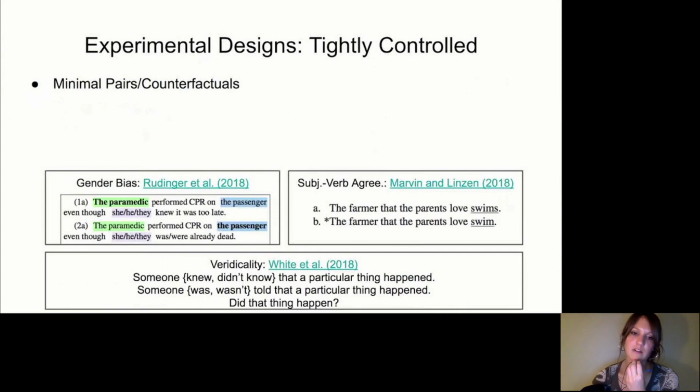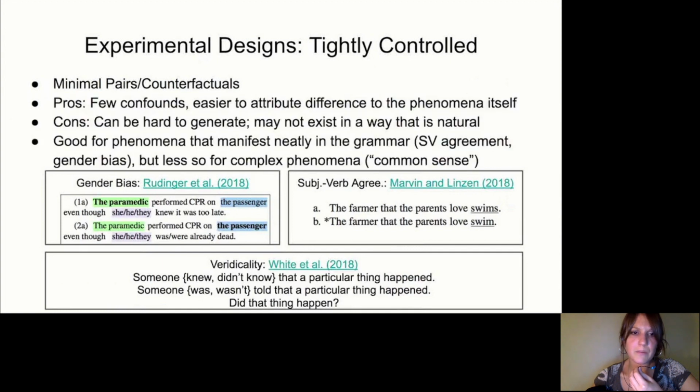So the thing you're interested in is understanding how well the model understands the semantics of a word like know or told. And since there's not really any other signals for the model to exploit other than that verb, you can be pretty confident that behavioral differences are due to that verb. So the pros, like I think I've emphasized, is that there are very few confounds. You can more easily attribute differences in behavior to the phenomena you're interested in studying. But the main con is it can be really hard to generate these types of examples.